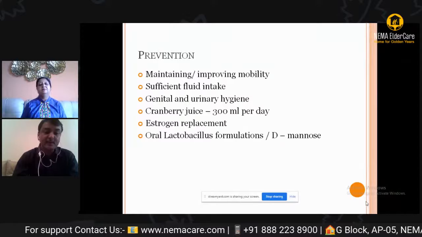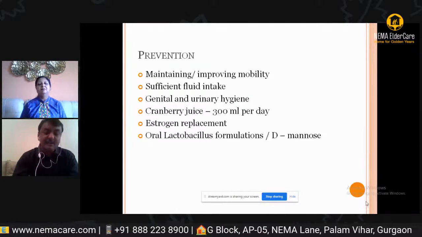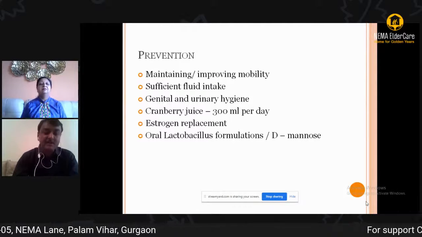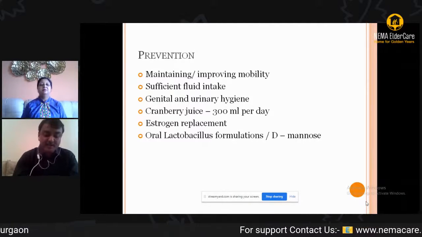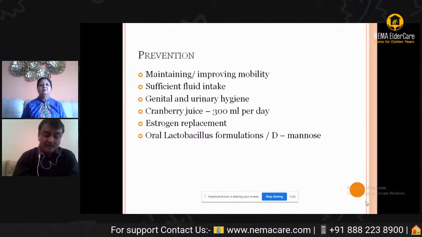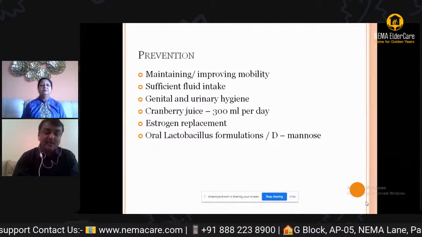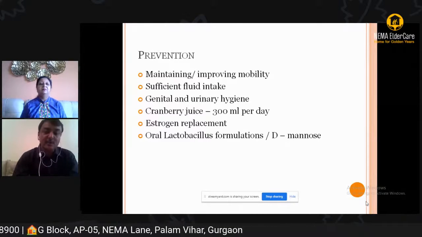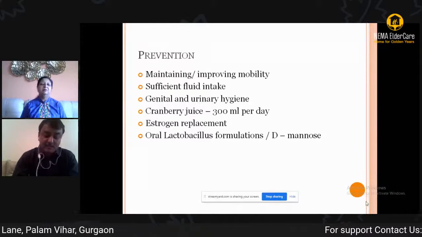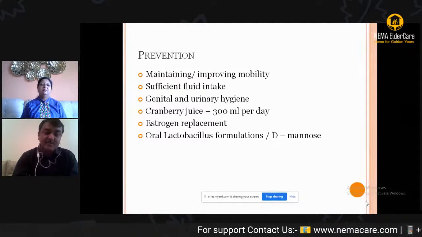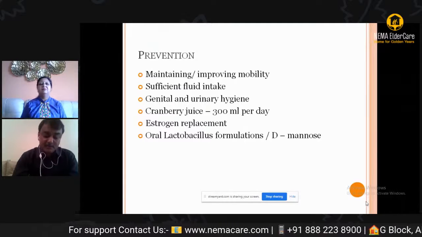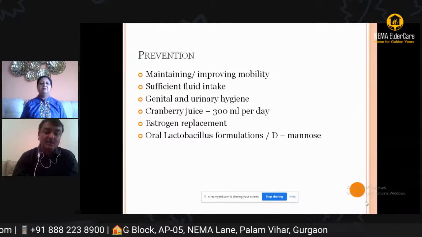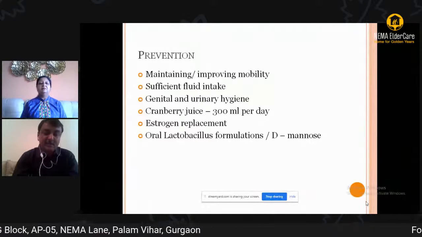Next is sufficient fluid intake. Now, many of these elderly people may be suffering from diseases like chronic kidney disease or heart diseases, where their fluid intake may be restricted by the treating doctor. In this group of patients also, we should try to achieve a fluid balance wherein at least a sufficient amount of fluid is given and good urine output can be achieved. In the other population where there is no such restriction, sufficient fluid intake should be ensured so that the urine output is good and there is no stasis of urine. This has also been shown to reduce the incidence of urinary tract infections.